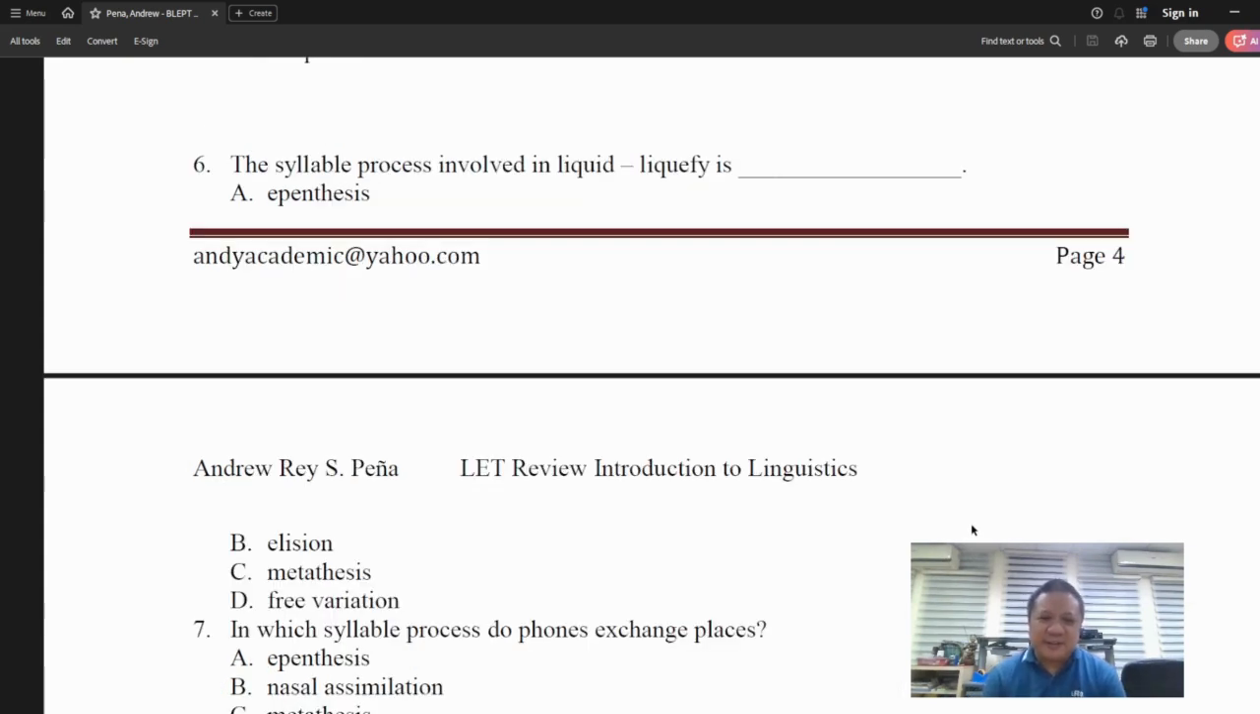Number six, the syllable process involved in liquid liquefy is A, epenthesis. B, elision. C, metathesis. D, free variation. When you add phi to liquid, you have liquefy. There's a sound that was removed, which is the d. Instead of saying liquid phi, you say liquefy. So the answer is B, elision. Removing a sound is called elision in phonology.